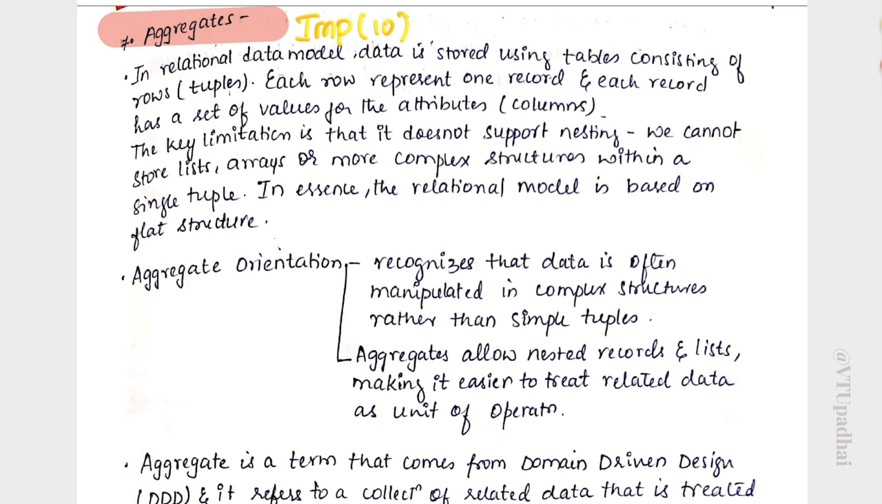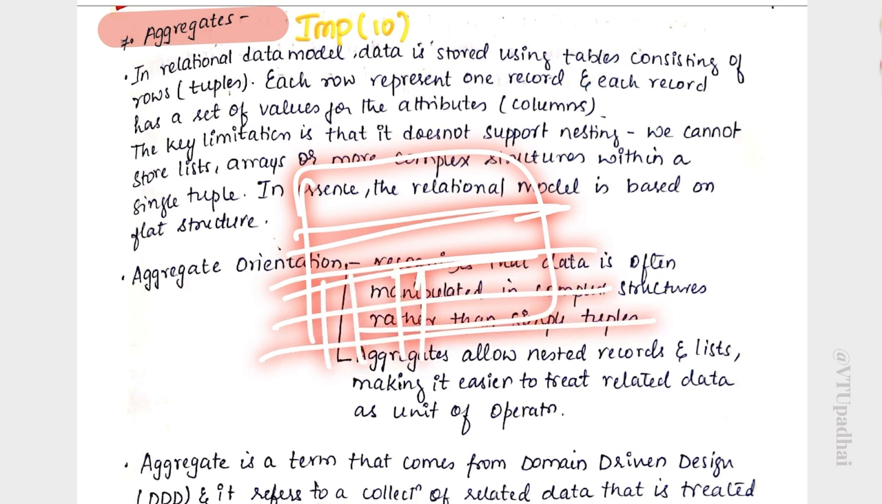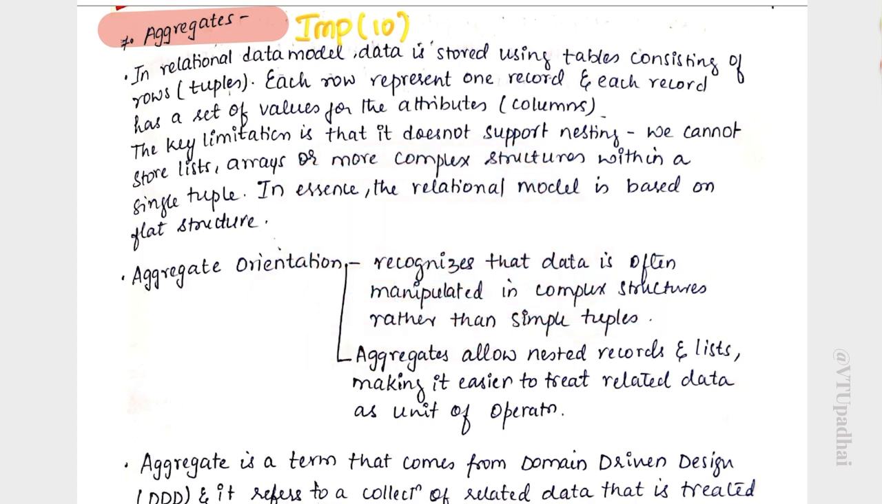So we know then in the relational data model, data is stored using tables, which comprise rows and columns. Each row will represent a record, and each record will have a set of values for its attributes. So this is the basic thing which we have discussed. There will be a table which will have certain rows, and each row will represent the contents of certain columns. So this is the brief introduction.